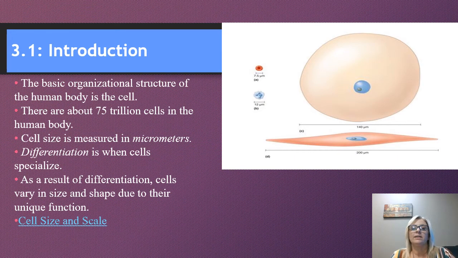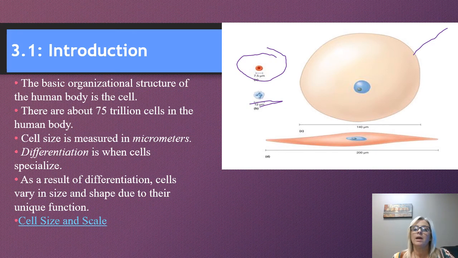Cells vary greatly in size. We have some very small cells and some very large cells, relatively. The smallest is the red blood cell right here. Below that, we have a white blood cell. Then this very large cell compared to that is the human egg cell. And then this very elongated cell is a smooth muscle cell.